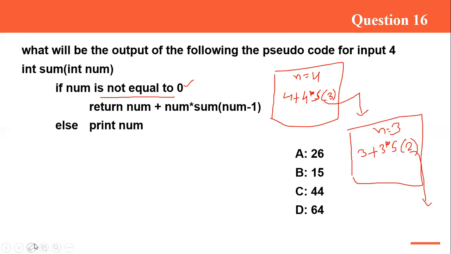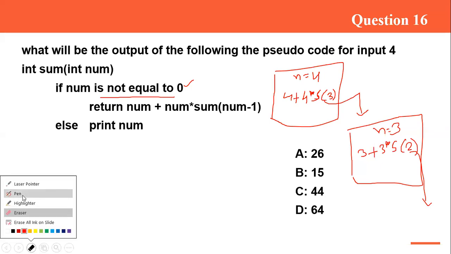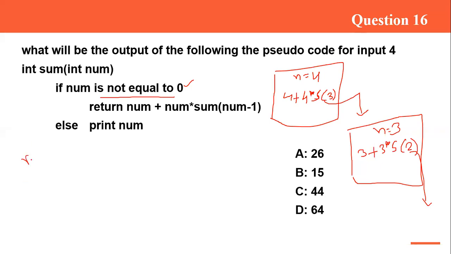Here, what am I writing? Just see that. It is like n is 2 right now. We are writing 2 plus 2 into sum of 1. Okay, in this again we are calling sum of 1.